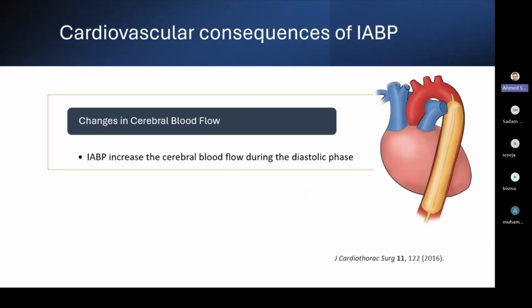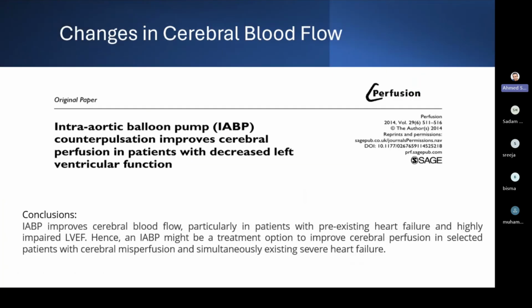Going to the next part, which is the changes in the cerebral blood flow. As we see during the diastolic augmentation, more blood will be displaced upward to the upper limb and cerebral circulation, and this will lead to increase in the cerebral blood flow. And it has been published in many publications that the intra-aortic balloon, especially in patients with heart failure, is able to improve the cerebral blood flow and cerebral circulation.